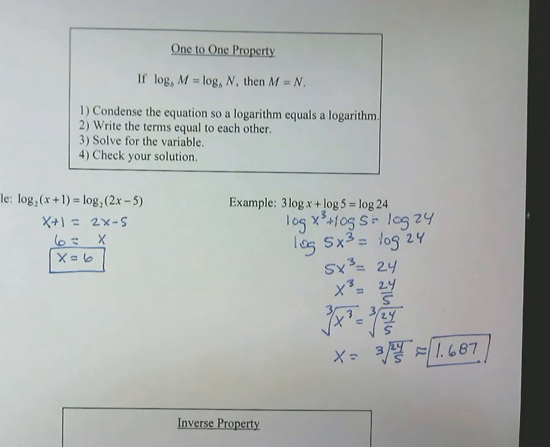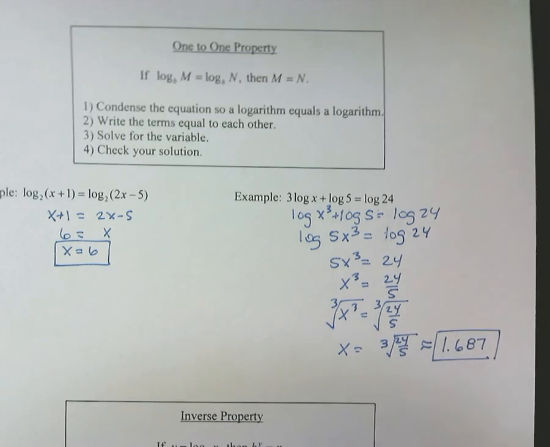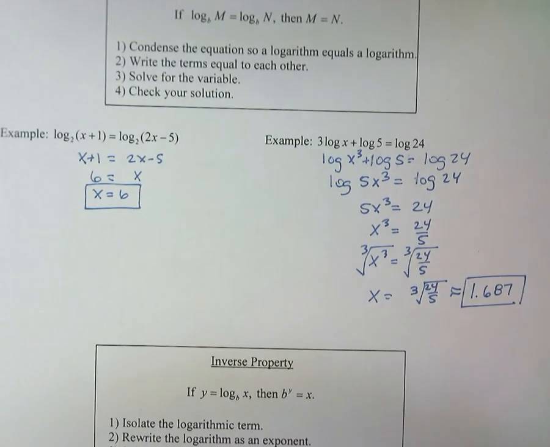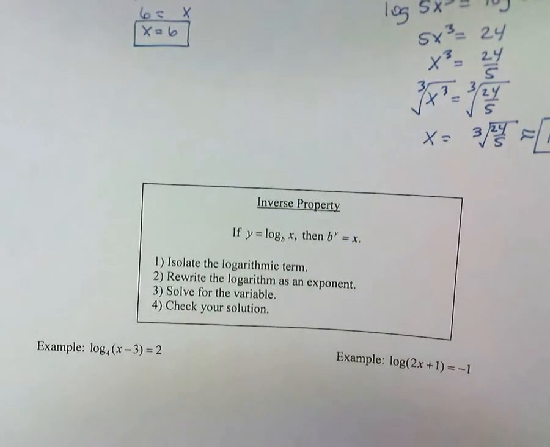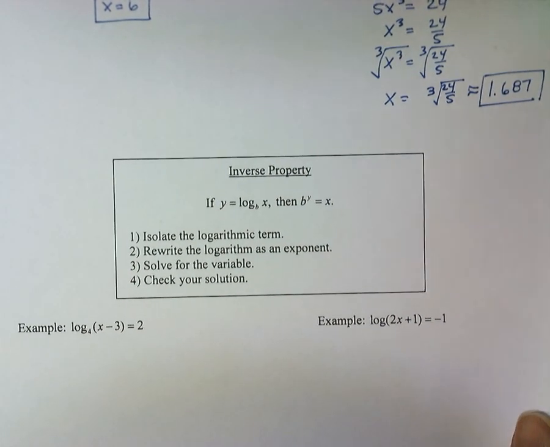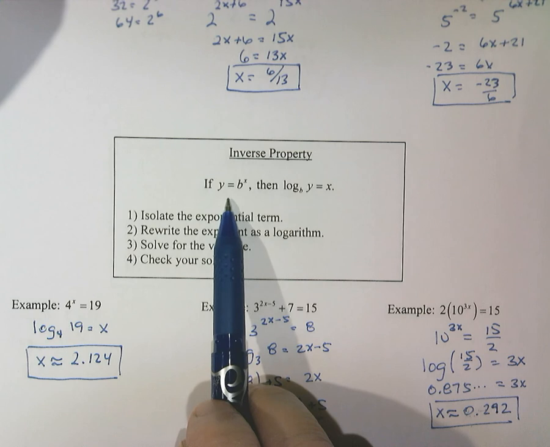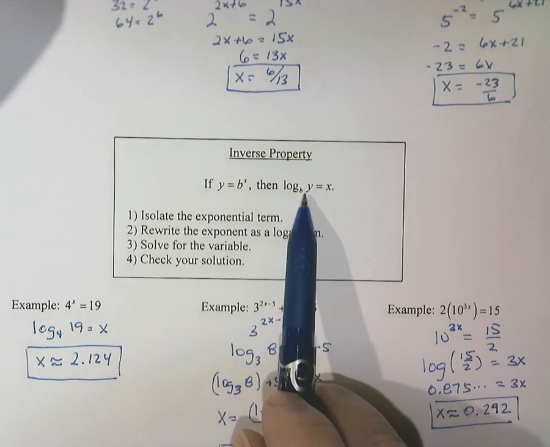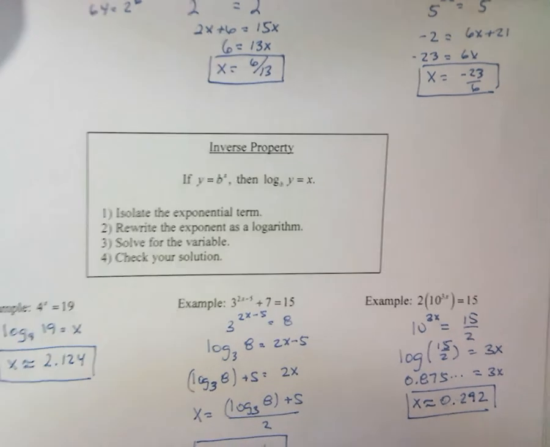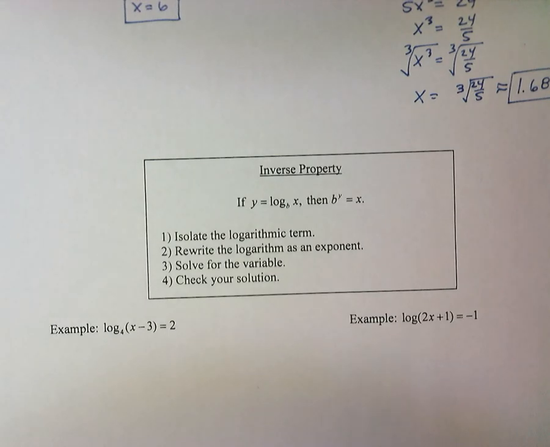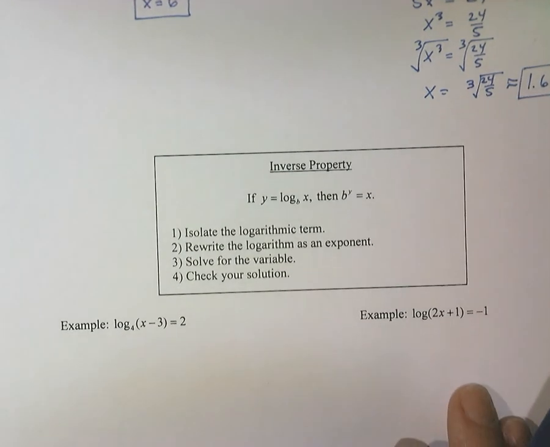Typically, you don't do logarithmic equations on the SATs, but exponential equations are on the SATs, and they would expect you to do the one-to-one property without a calculator. So this inverse property is just like the inverse property for exponential equations. If you had an exponential, you rewrote it as a logarithm, because exponents and logarithms are inverses of each other. So the same thing's going to happen here.